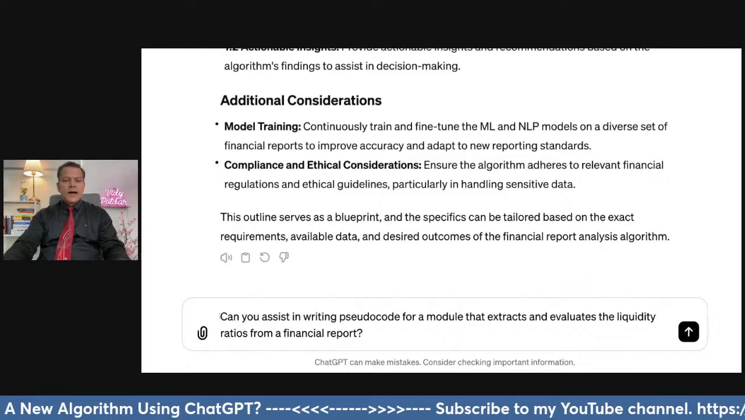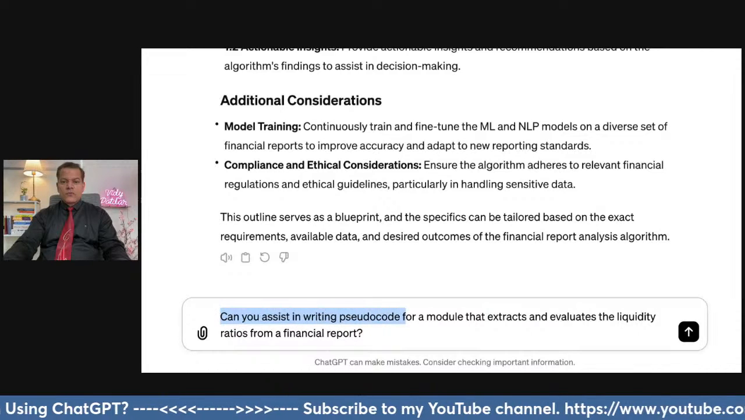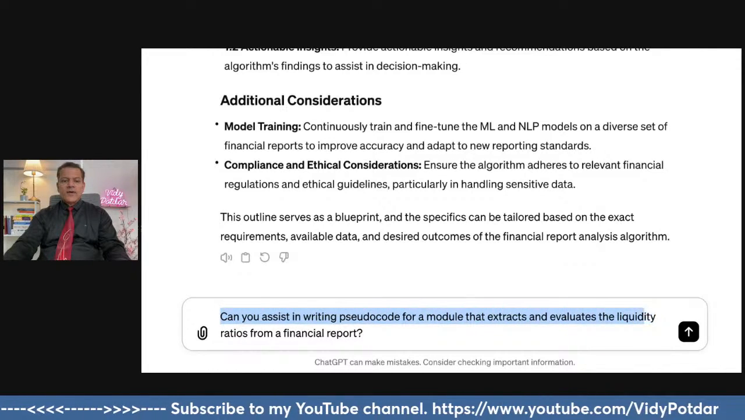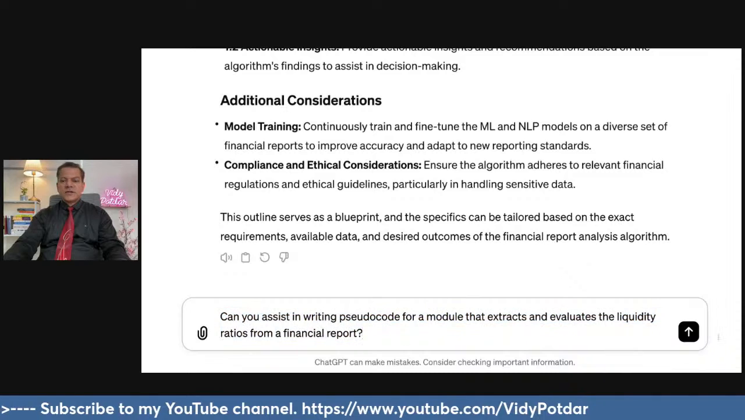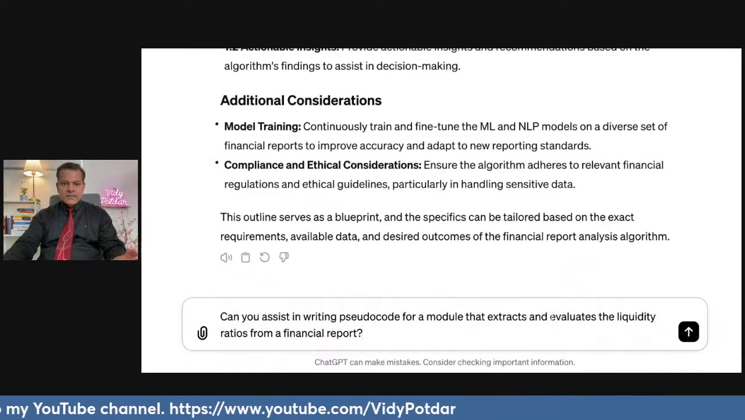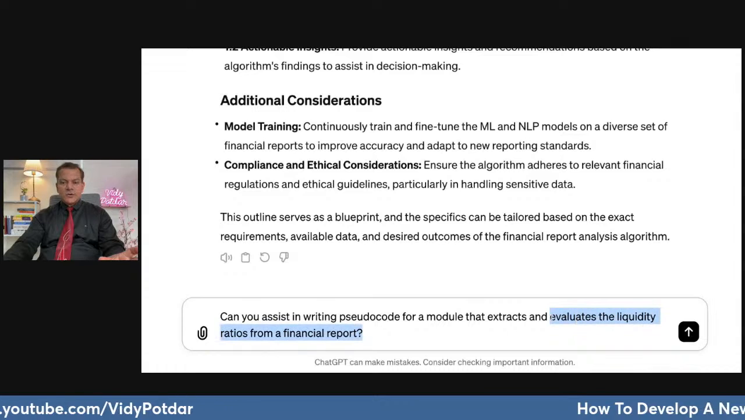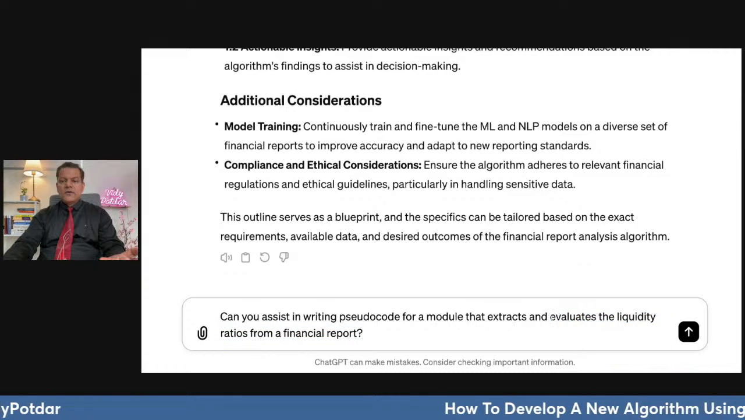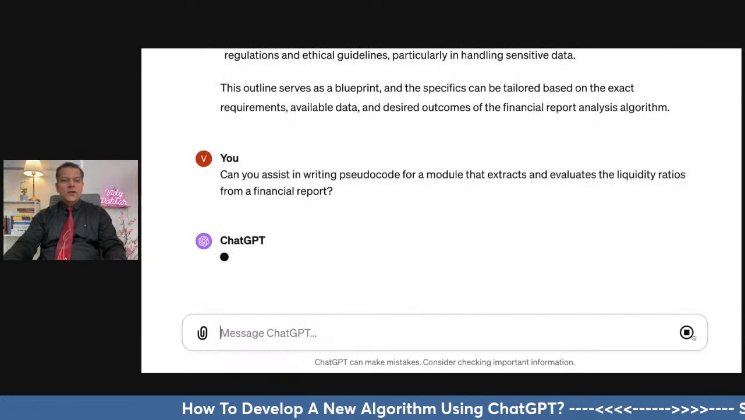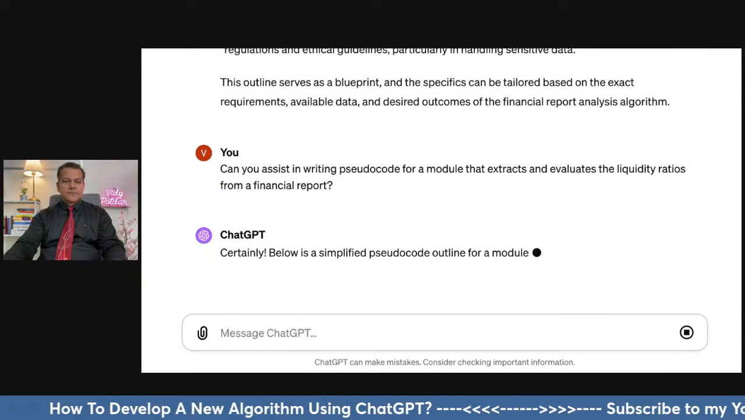Now, we can also ask, can you assist in writing a pseudocode for a module that extracts and evaluates the liquidity ratios from the financial reports? So you can see it is asking for writing a specific code for one aspect, not the entire algorithm, right? Evaluation of the liquidity ratios. So that is what the code will do. So let's see what ChatGPT gives us.